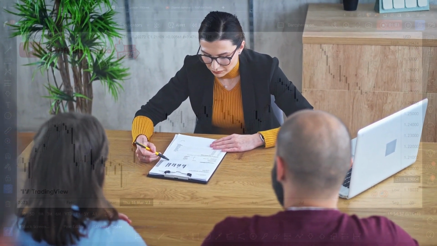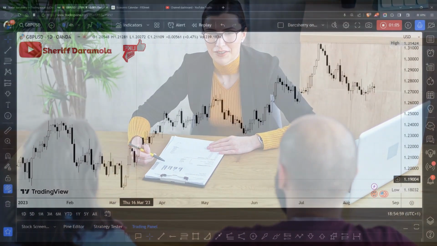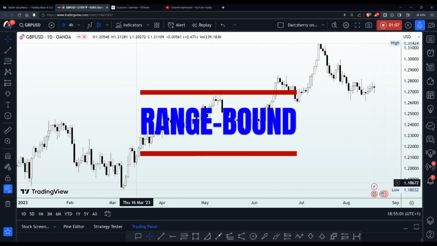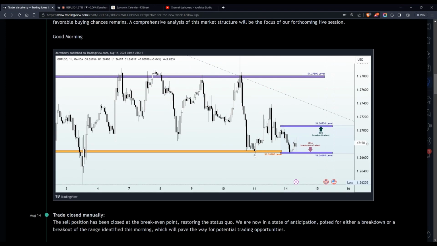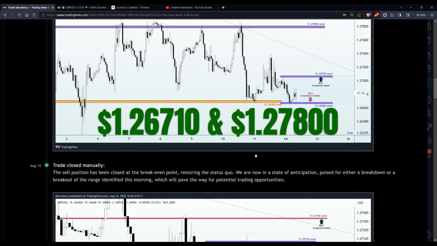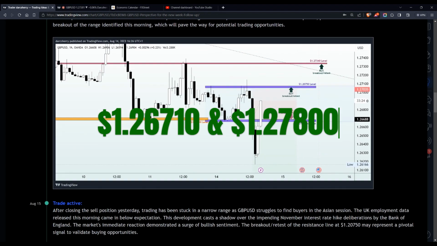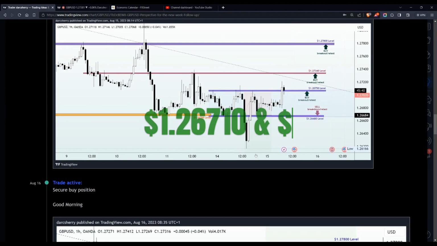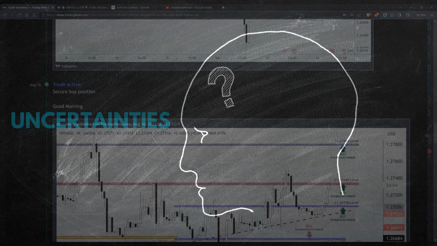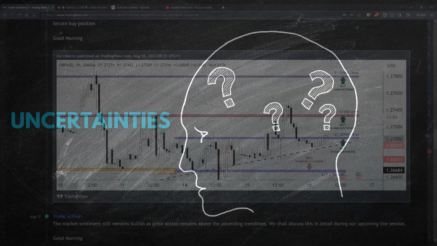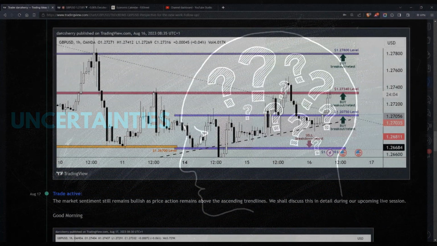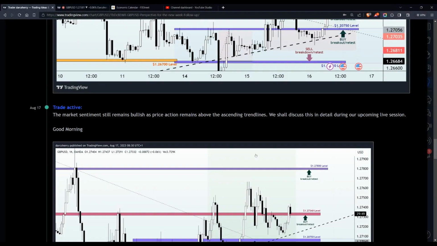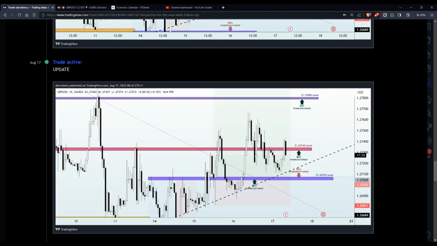Last week's technical setup led to a stalemate scenario as trading remained range bound and confined within the 1.2671 and the 1.278 zone throughout the course of the week. This emphasized the prevailing market uncertainty, a factor that is set to significantly influence our strategic decisions moving forward.